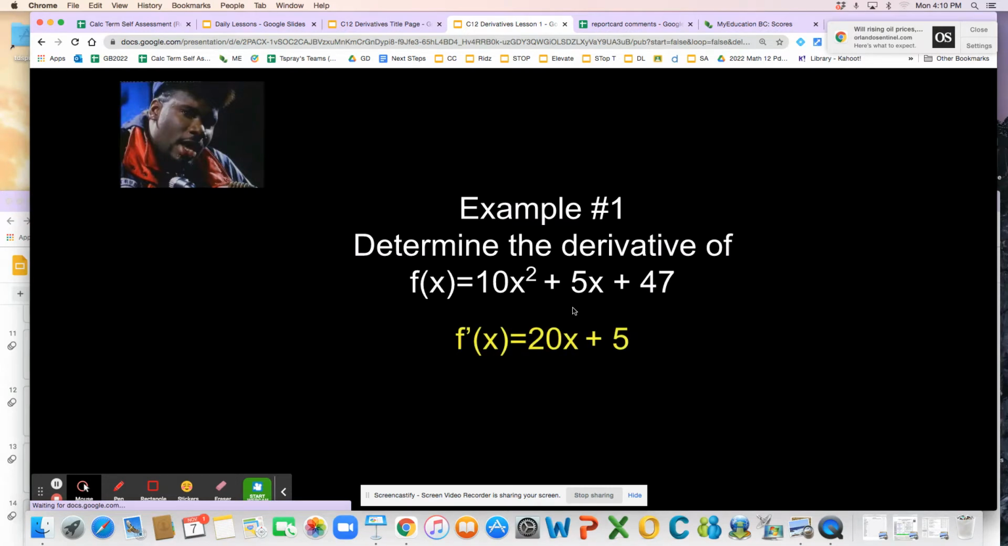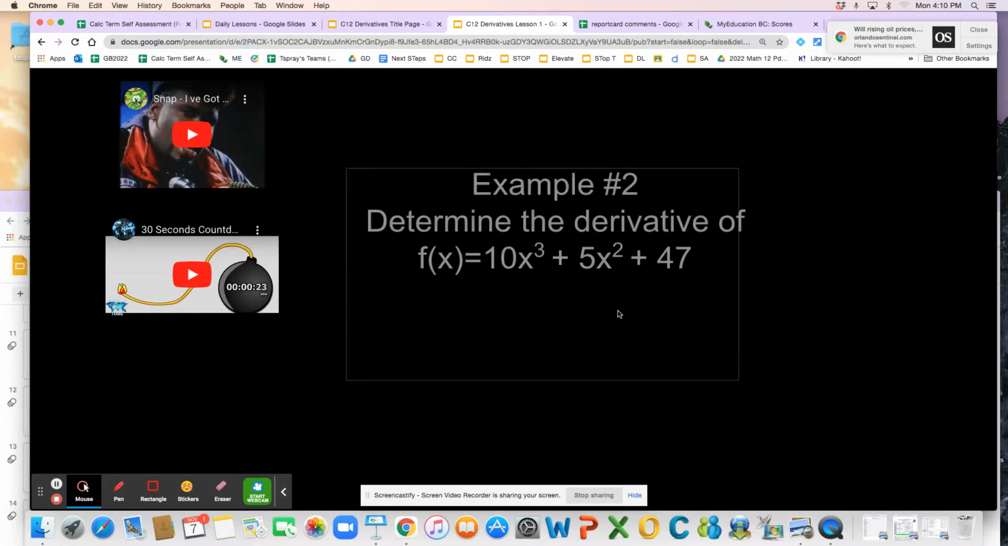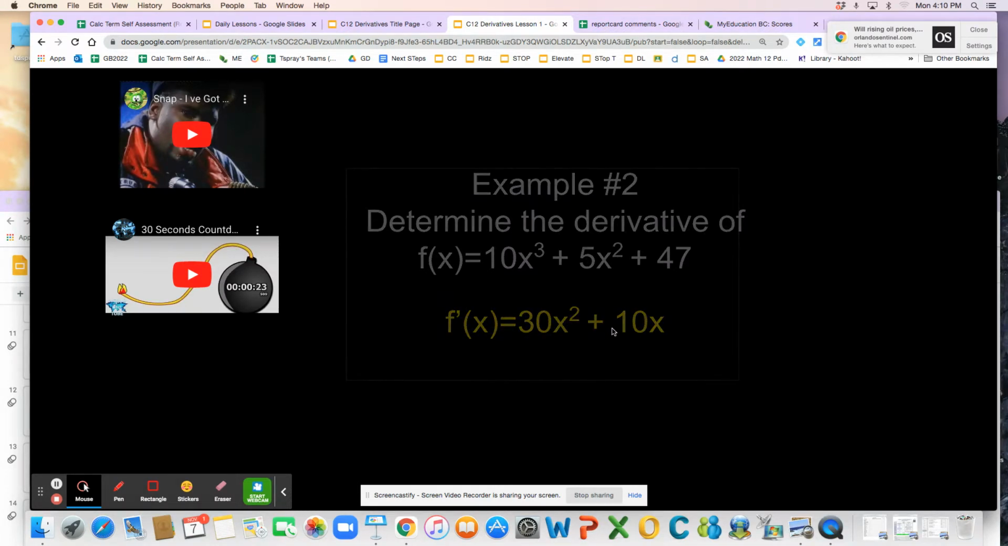Did you get 20x plus 5? 10 times 2 is 20, and 5, that's what it is. Let's take a look at this one. Can you do that one in your head? Are you getting 30x squared plus 10x? That's what the derivative is.